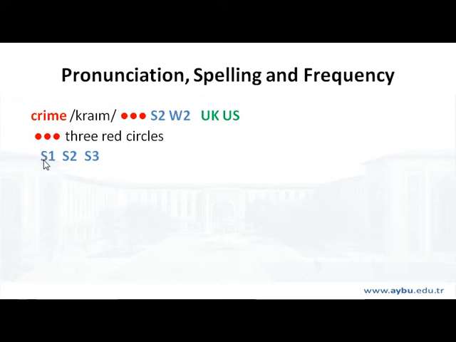In spoken language, crime is used among the first 2,000 words, okay? It shows the frequency. It's better to know this word. We use it a lot. And in writing, again, the first 2,000. Okay, and then we have UK and US pronunciation.